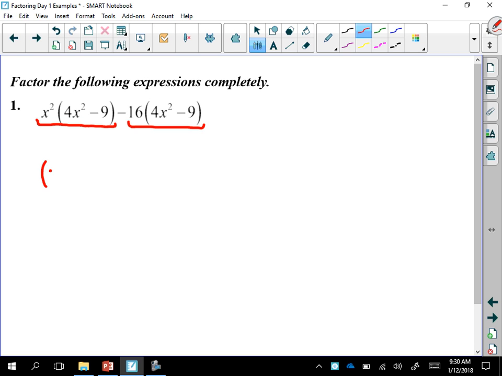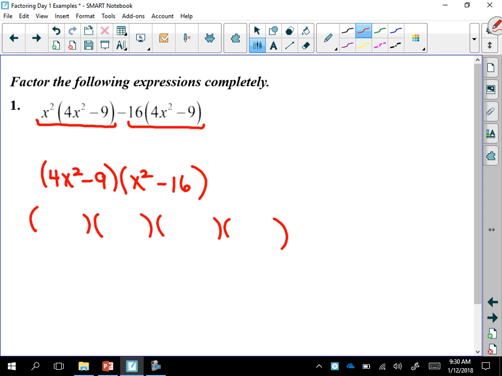So we'll take out the 4x squared minus 9, and we're left with x squared minus 16. Because once we take that 4x squared minus 9 out of each of those terms, all that's left is the x squared minus 16. And now we recognize difference of perfect squares. 4 is a perfect square, 9 is a perfect square, and then 16 is a perfect square. So we're going to be able to factor each of these into their corresponding conjugates.